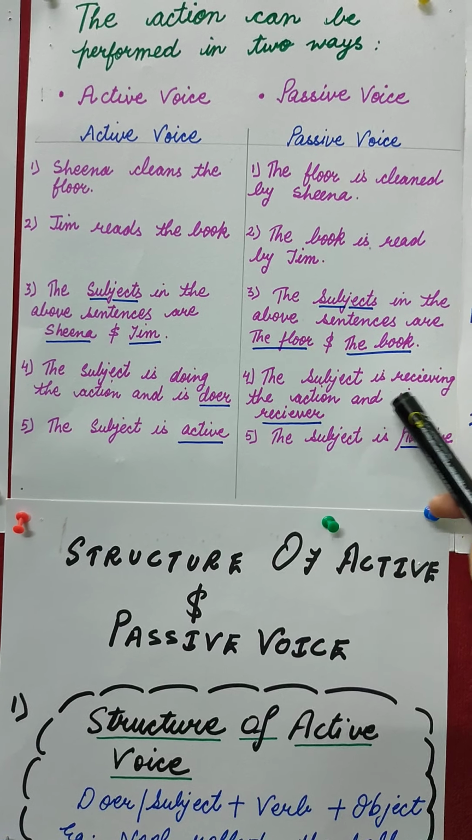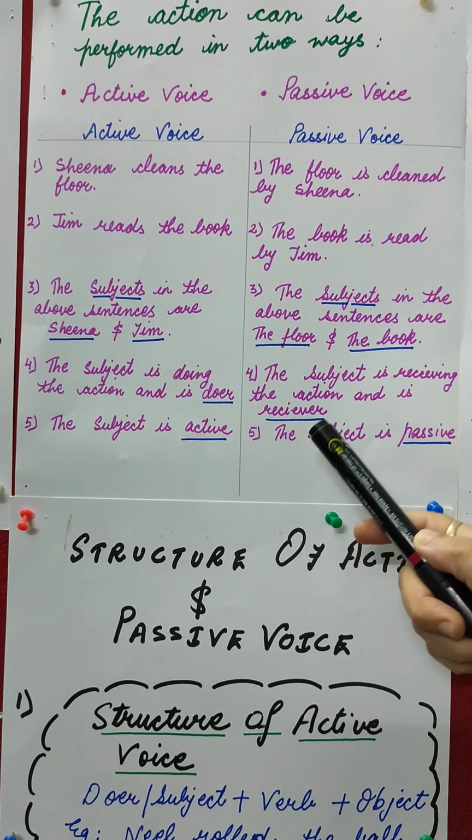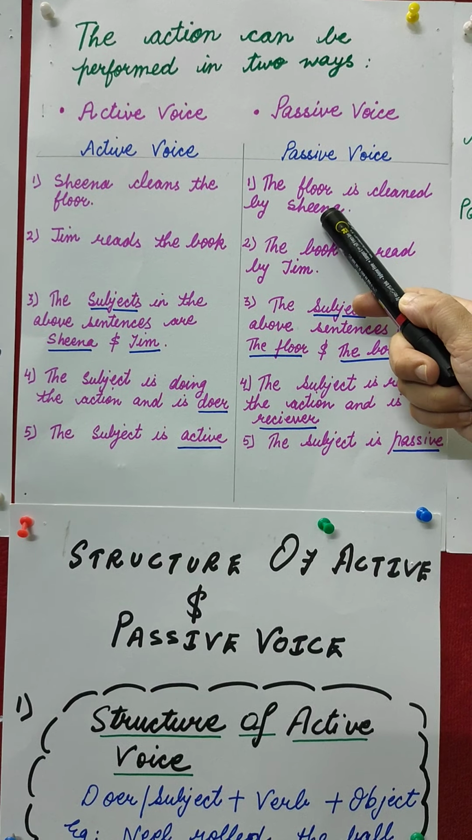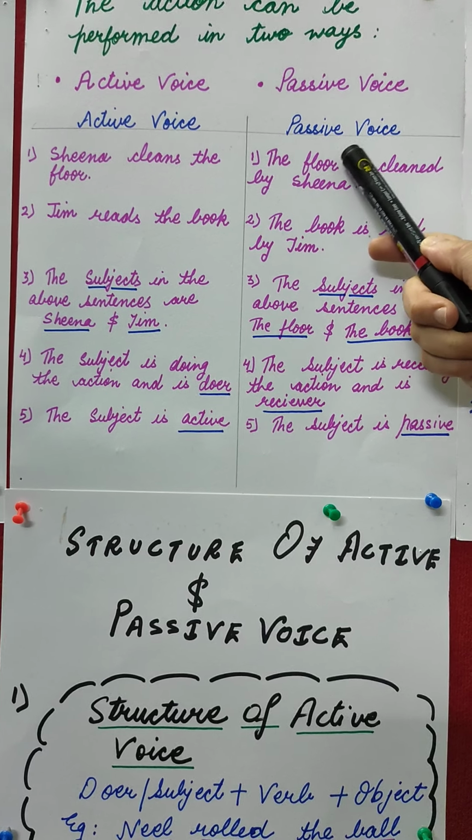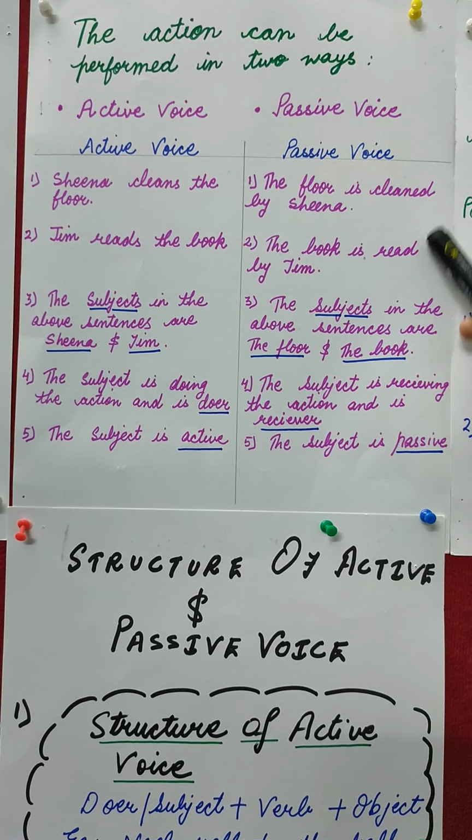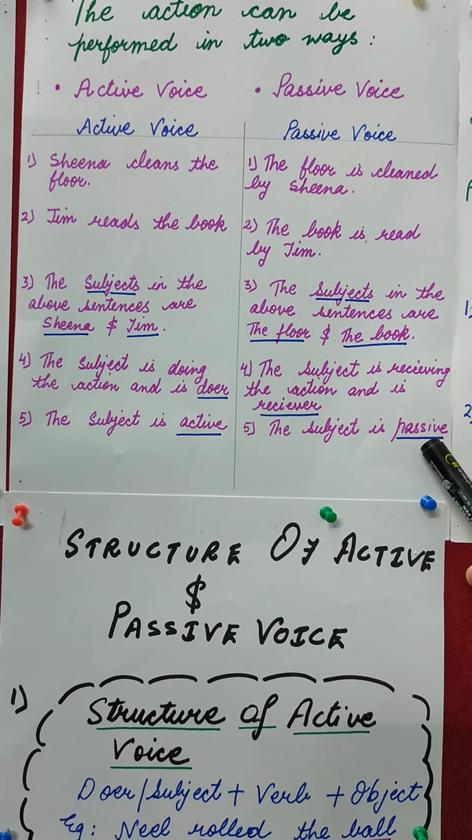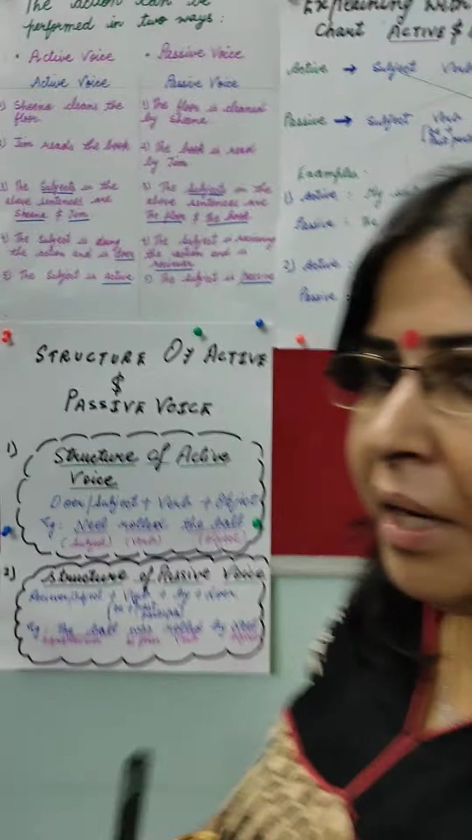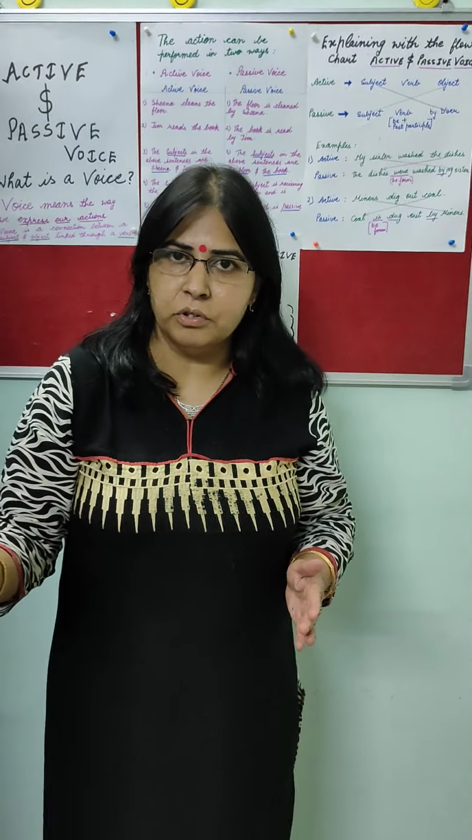The subject is receiving the action and is a receiver. The floor is receiving the action of cleaning by Sheena. The book is receiving the action of reading by Jim. So the subject is passive. So what is the major difference between active voice and passive voice?